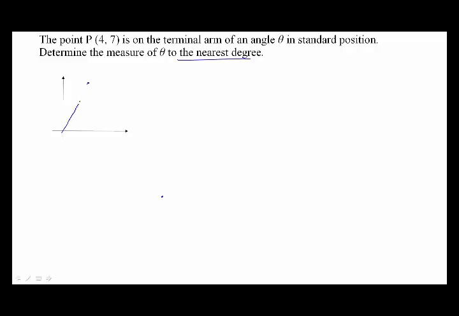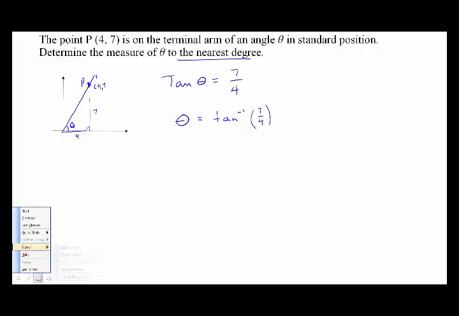So we have our P at 4 and 7. We know that's a 7. We know that's a 4. And there's our theta. We're going to go tan theta is equal to 7 over 4. That's what we worked out from the last question. How do I find that theta? I do inverse tan, tan to the negative 1, of 7 over 4. Now it asks for the nearest degree, so that means it's time to haul out the calculator.